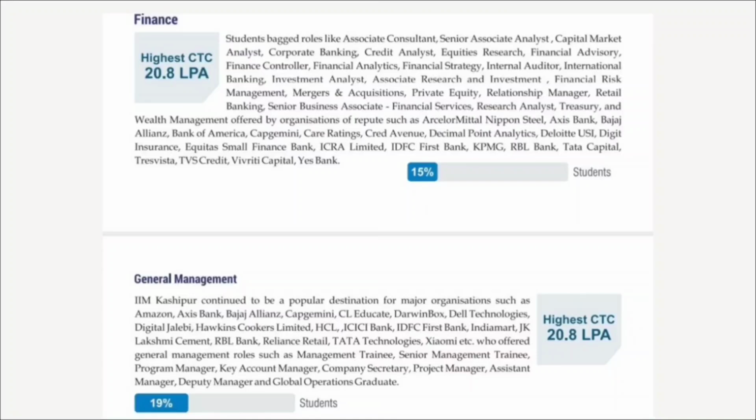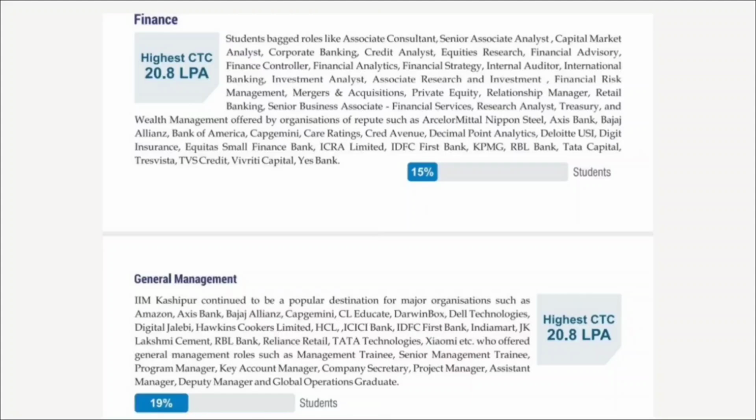And if we consider the roles offered for this domain, they are corporate banking, credit analyst, equities research, financial advisory, finance controller, financial analytics, financial strategy, internal auditor, international banking, investment analyst, associate research and investment, financial risk management, and many more roles.